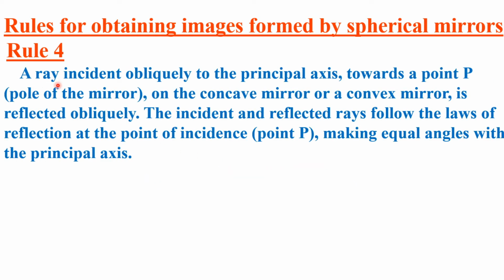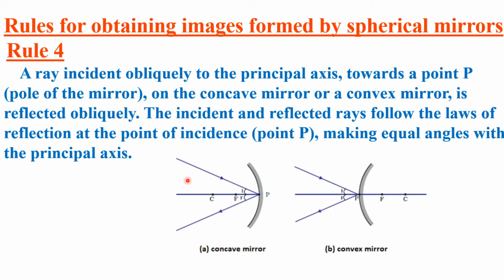Rule number 4: a ray incident obliquely to the principal axis towards a point P on the concave mirror or a convex mirror is reflected obliquely. That means the incident ray and the reflected ray follow the law of reflection at the point of incidence P, making equal angles with the principal axis. So, the ray incident at P will be reflected making angle i equal to angle r. In the convex mirror also the same thing will happen.